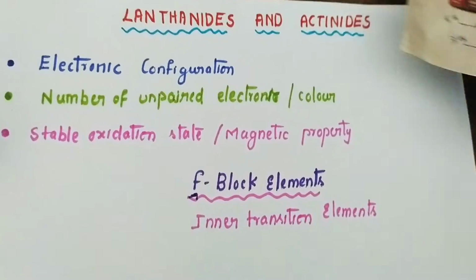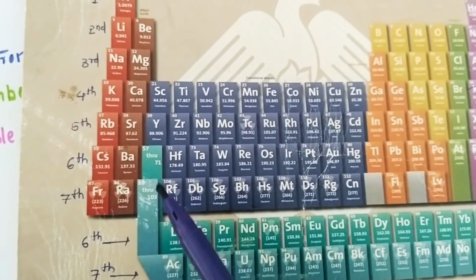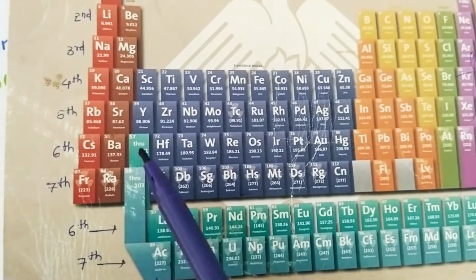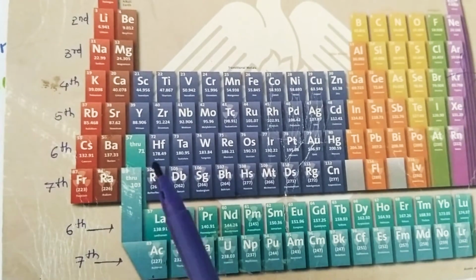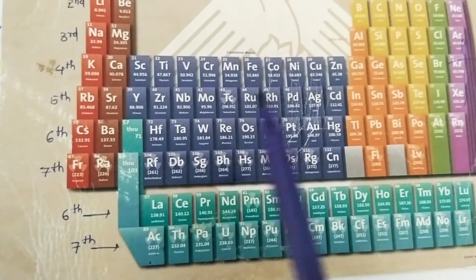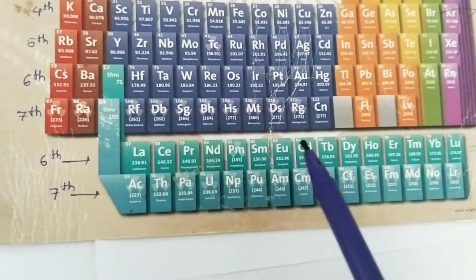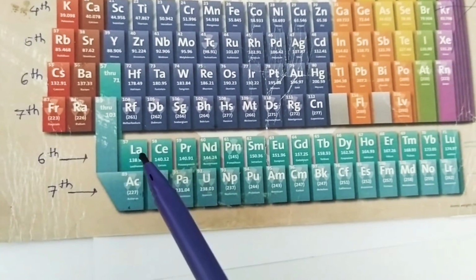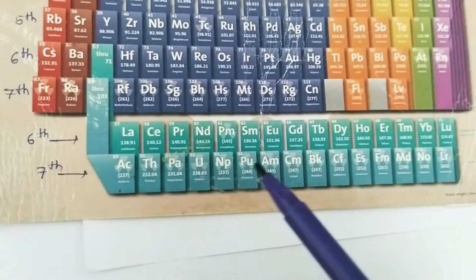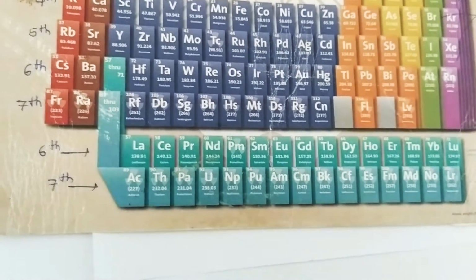If you notice the periodic table, both lanthanides and actinides are present between the 6th and 7th period, and also between the metals and non-metals. So that's why they are called inner transition elements. We do not write them along with the transition elements because F electrons are present, so we write them in a separate series. Where 4F electrons start, we call it the 4F series, and where 5F electrons start, the 5F series. That is, actinides are the 5F series and lanthanides are the 4F series.